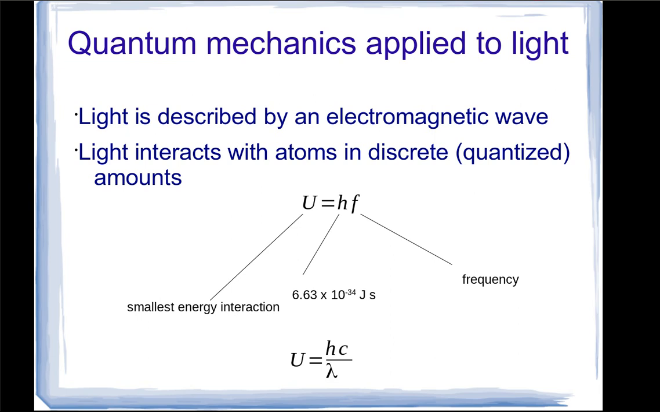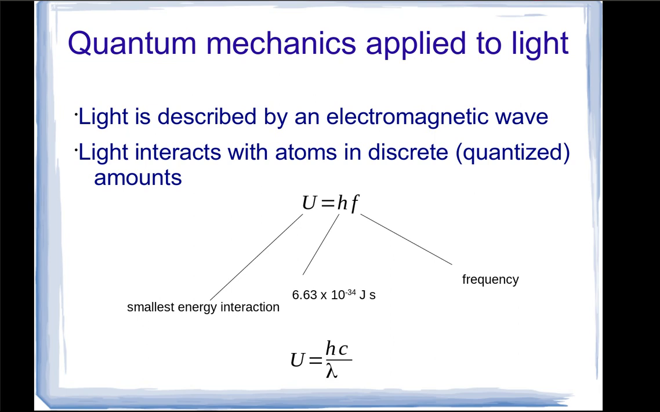So we still describe it with an electromagnetic wave, that same picture that I've been presenting for earlier homework assignments. But now, when light interacts with atoms, like when it gets absorbed or when it gets produced by atoms, it can't do that in just any amount of energy. There are indivisible amounts of energy that can be exchanged between the electromagnetic wave and the atoms that are absorbing or producing the wave. So the smallest amount of energy depends on the wavelength or the frequency.